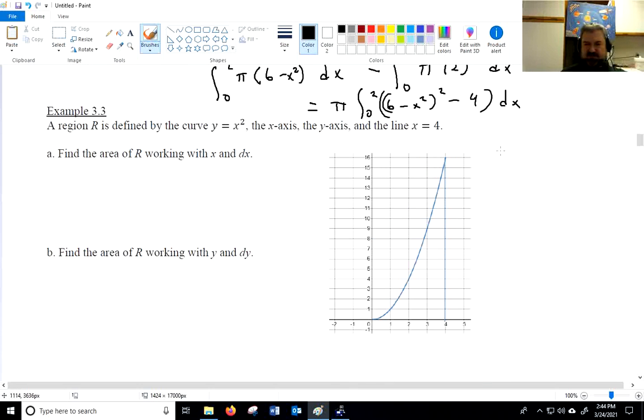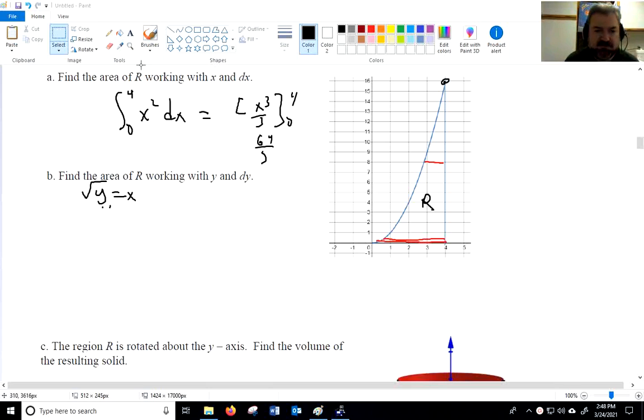All right, let's look at example 3.3. A region R is defined by the curve y equals x squared, the x-axis, the y-axis, and the line x equals 4. Find the area of R working with x and dx. So I can find the area of this R, this is the part under the curve x squared, between the line x equals 4 and the y-axis. So that's pretty simple. I would just take the integral of x squared dx from 0 to 4. I could also express it in terms of y's. I could be taking rectangles this way.